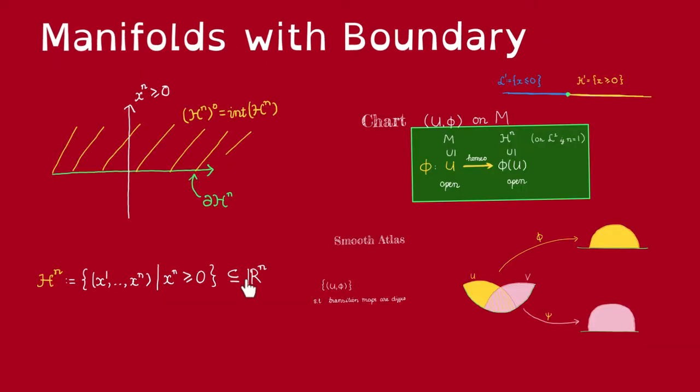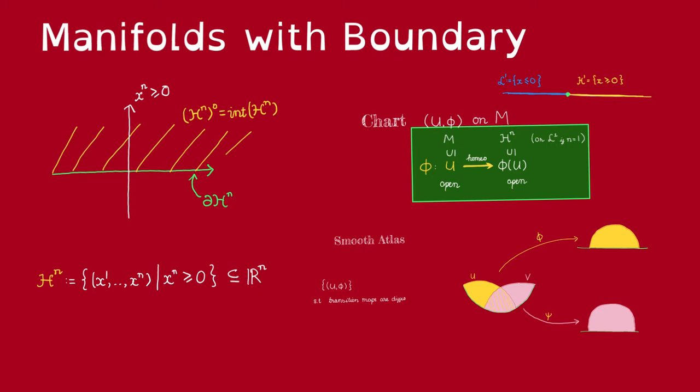So inside any Euclidean space Rn, we define the closed upper half space to be the set of points with the last coordinate greater than or equal to 0. Now, a topological manifold with boundary of dimension n is as usual a second countable Hausdorff topological space that is locally homeomorphic to the upper half space Hn inside Rn.